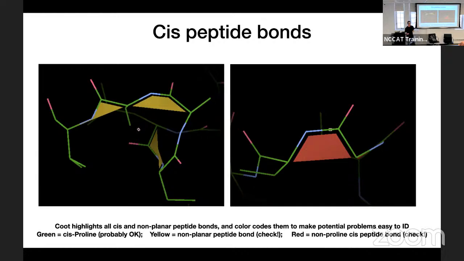So as you're going through the model, just visually, if you come across some sort of colored polygon like this, it usually means that Qt is trying to draw your attention to some problem with your backbone in that area, so watch out for those.